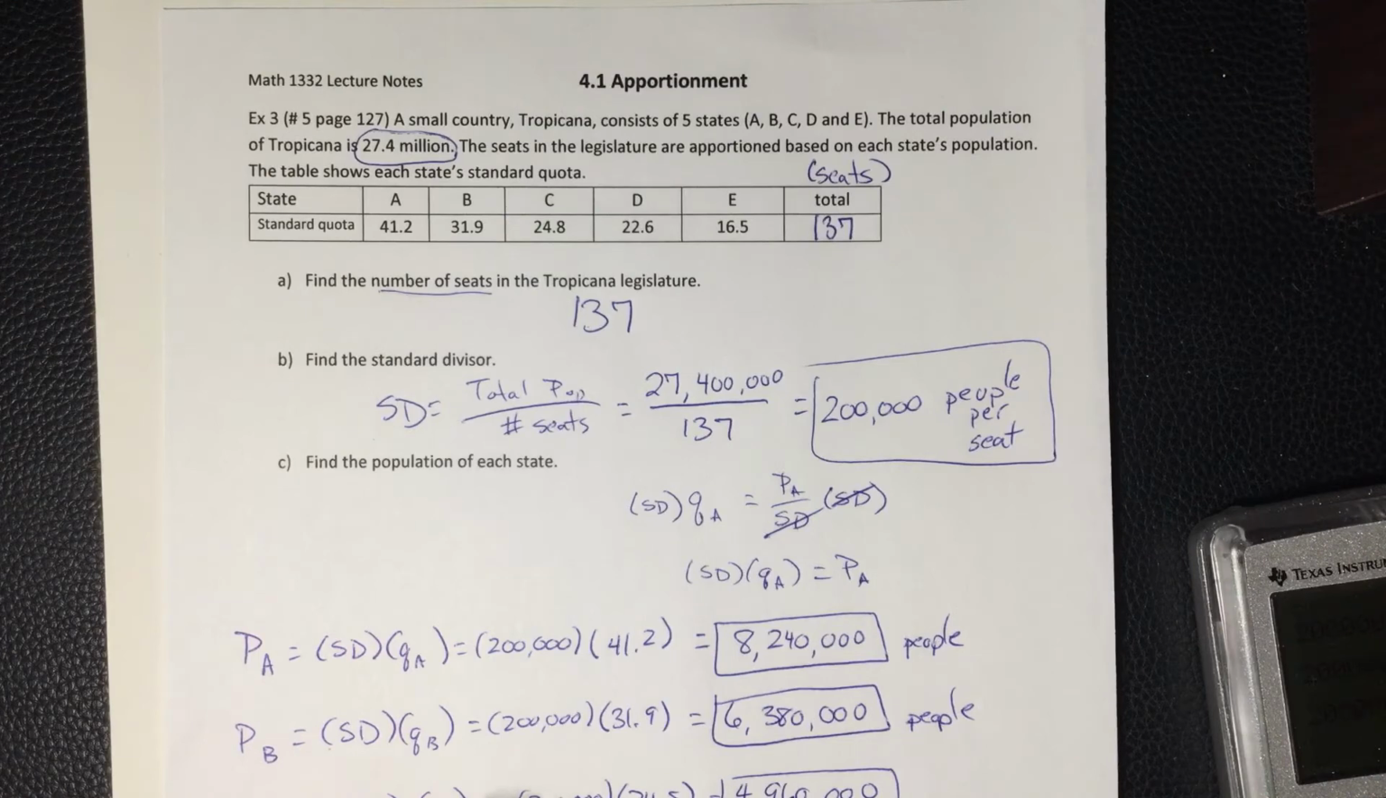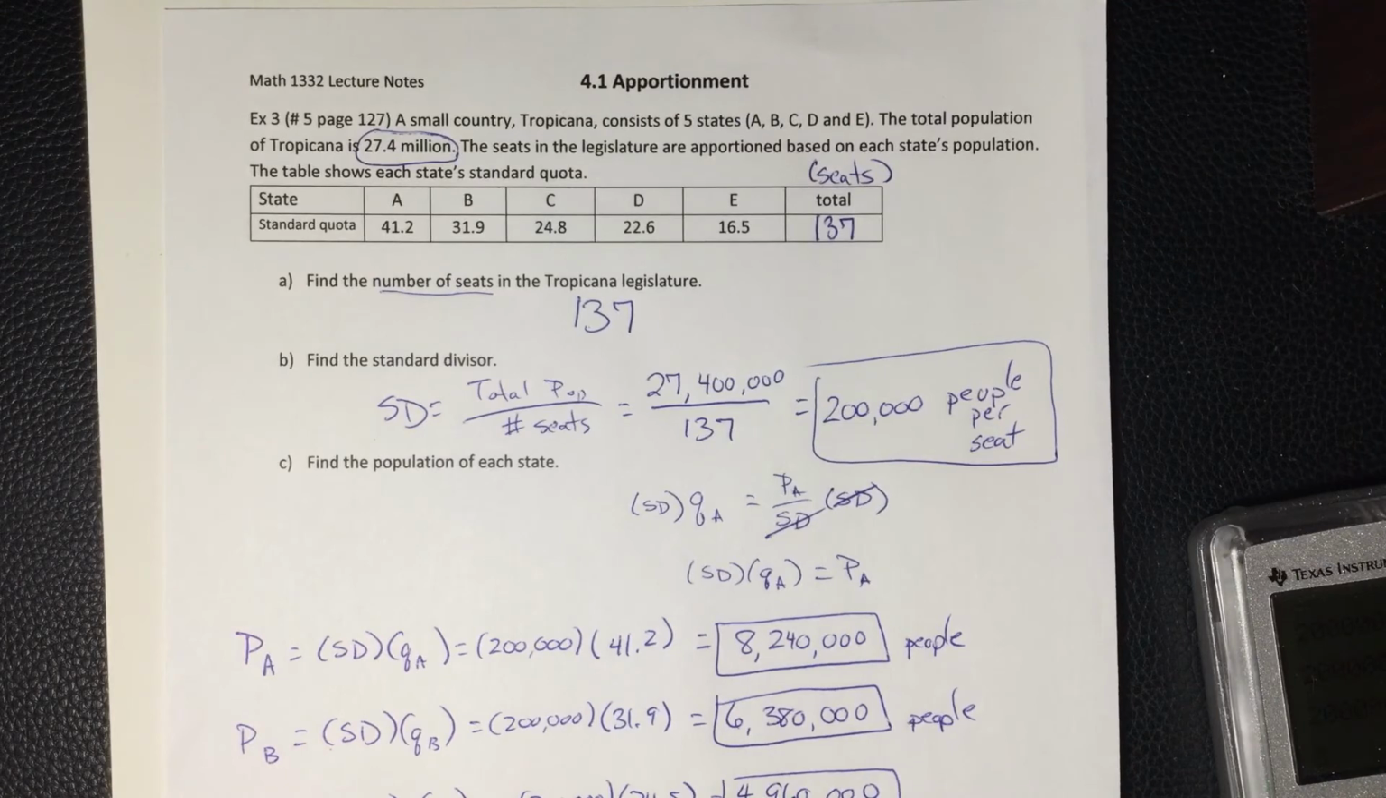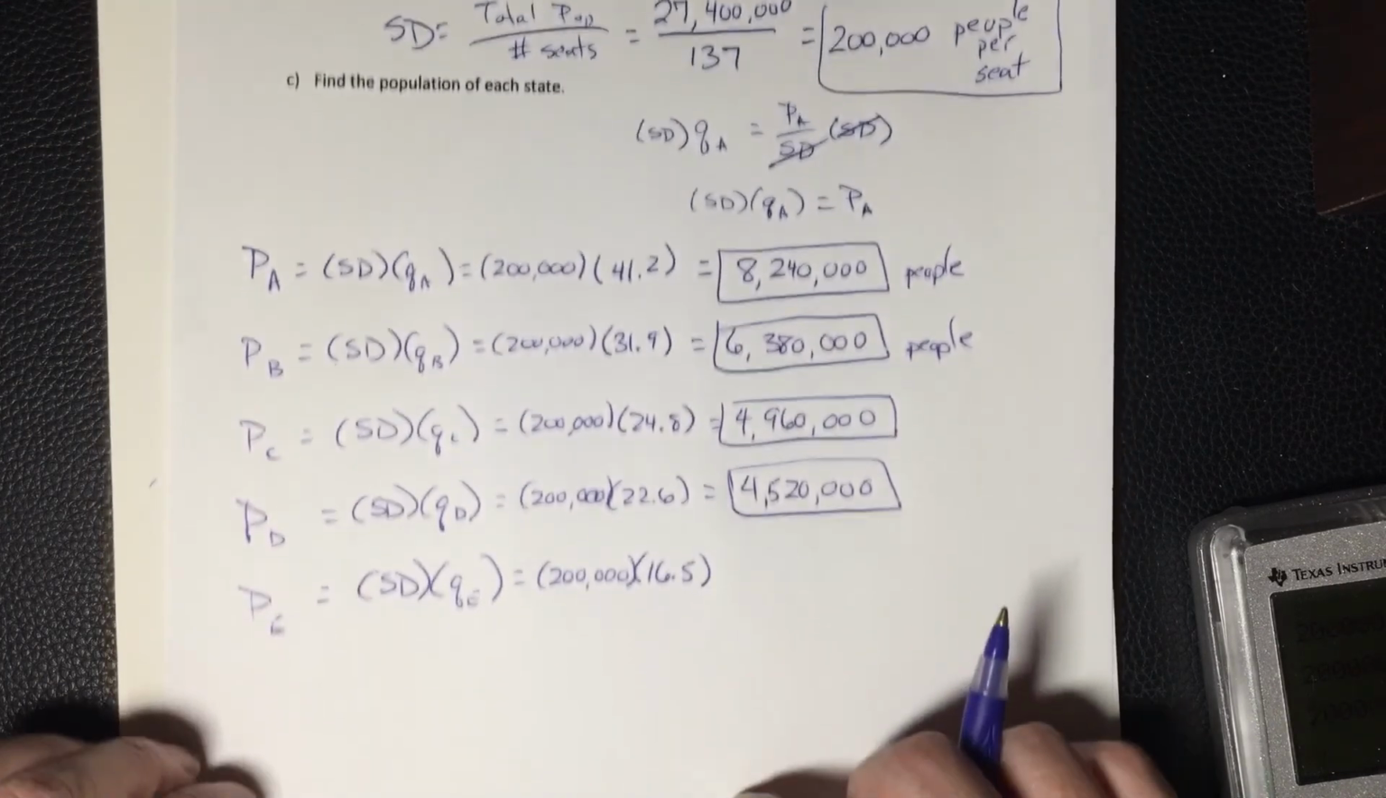Okay, so population of D will be the standard divisor times the quota of D. So 200,000 times 22.6. And that comes out to 4,520,000. So slightly lower population. And then our last one is going to be the population of E. So standard divisor times the quota of E. So standard divisor stays the same every time. We just replace it with the new quota. I'm sorry, I went totally off the page there.